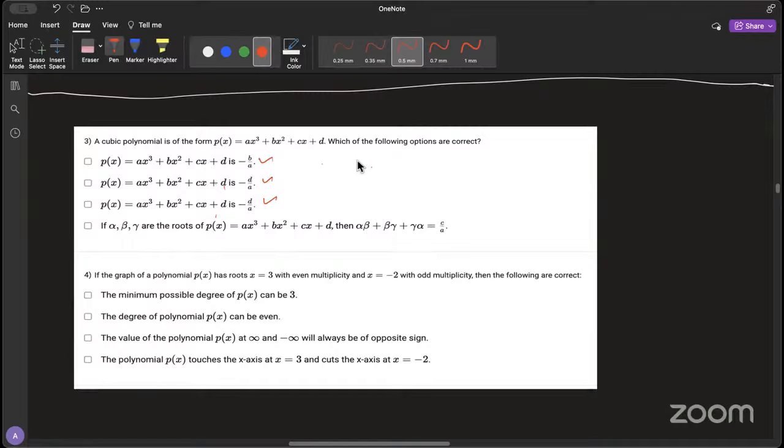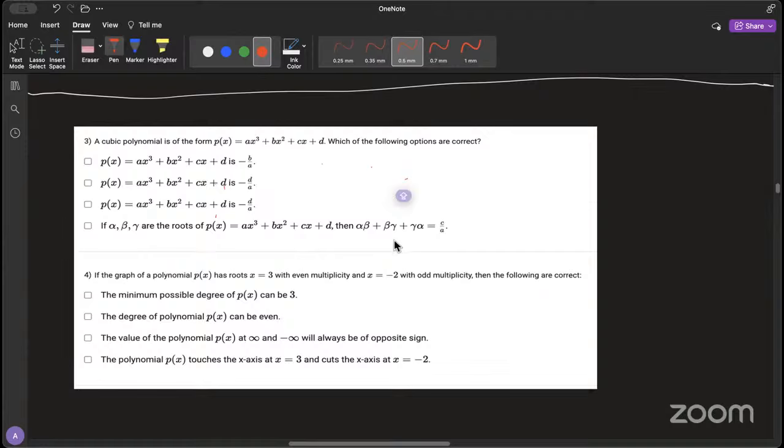Because minus b by a is basically the sum of roots. If you have alpha, beta, gamma as roots, then alpha beta plus beta gamma and so on should be this. The fourth option makes sense. The other three, I don't know what they're asking. There has to be a mistake in the first three options.